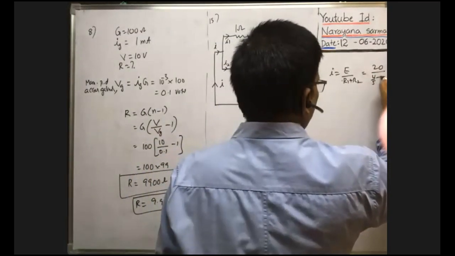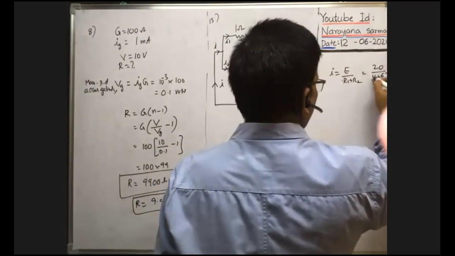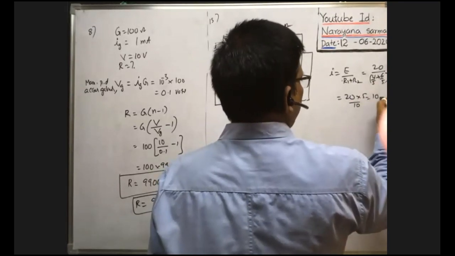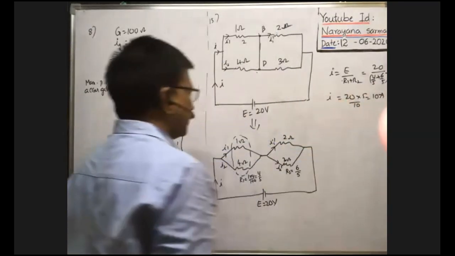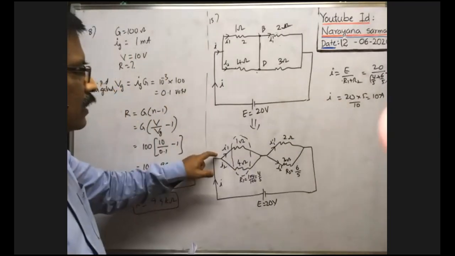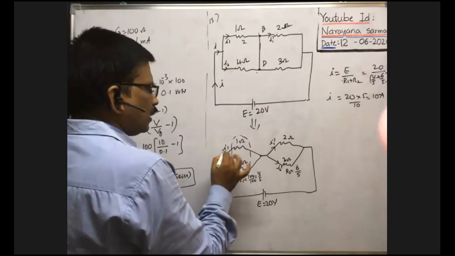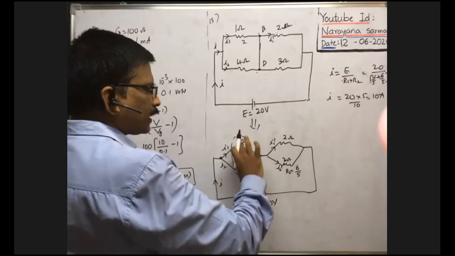4 by 5 plus 6 by 5. So this is equal to 20 into 5 by 10 we can write. So this is equal to 10 ampere. So total current is 10 ampere. Such 10 ampere current is divided into two parts now here. This 10 ampere current, when it reaches the junction, is divided into two parts which are connected in parallel.